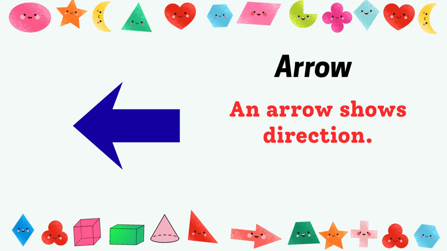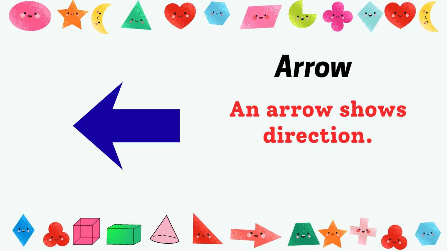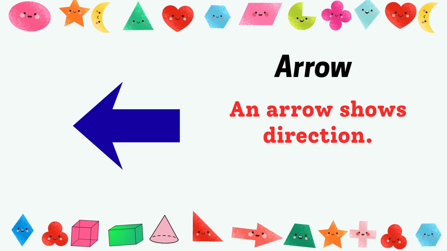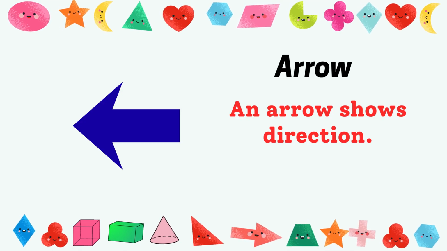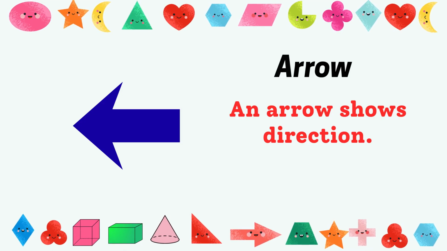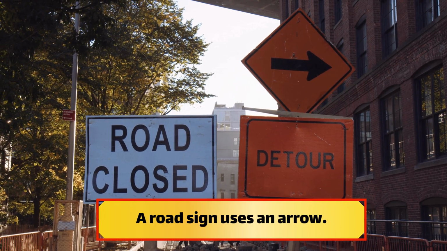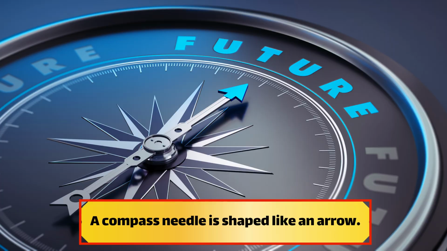Arrow. An arrow shows direction. A road sign uses an arrow. A compass needle is shaped like an arrow.